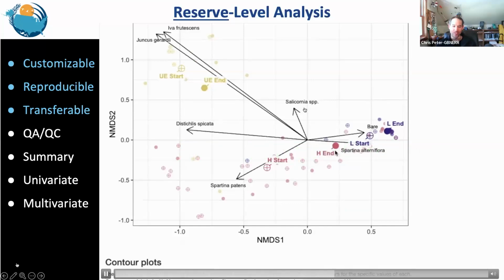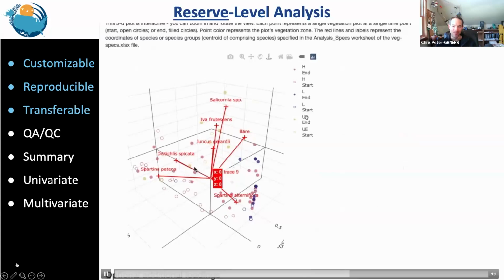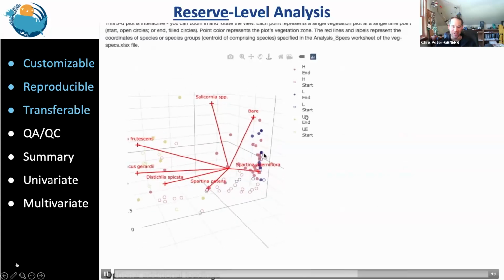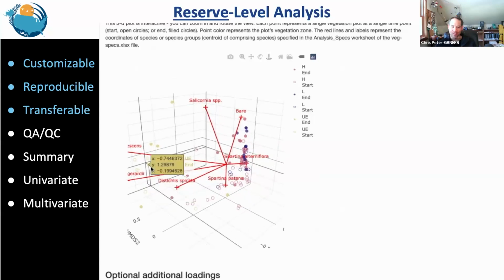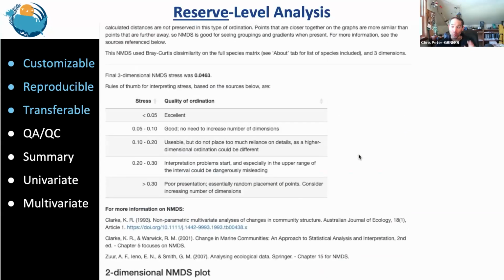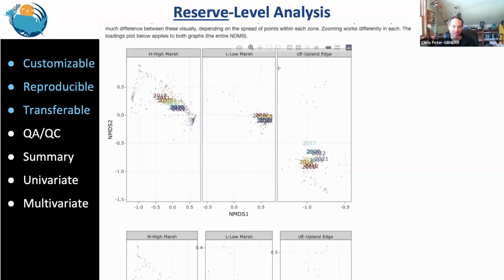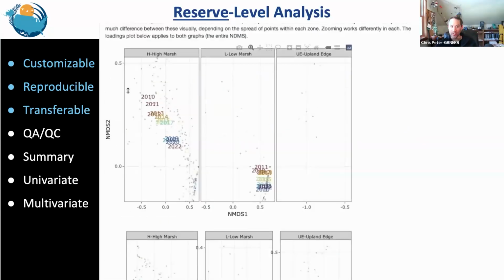I love ordination, so I'm going to show this way too long, but here's a two-dimensional graph. Here's a three-dimensional, interactive one that shows differences in plant communities across zones, across time, and what the factors are contributing to it. And then one last ordination, I'll get off of it, is a way to use the year as a centroid and see patterns temporally kind of easily.